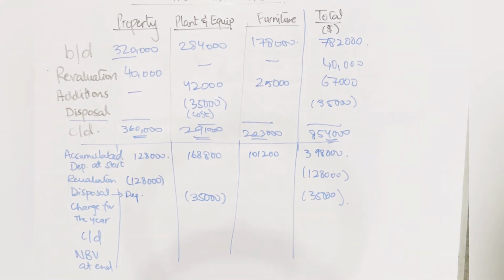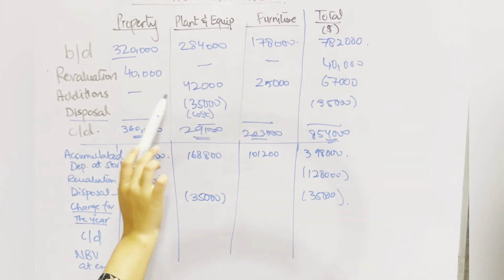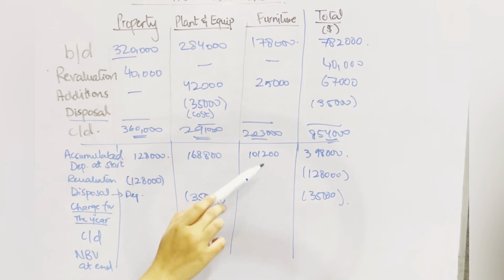Now the most important part of this whole section is the charge for the year, which is the current year depreciation, which requires working. So we will be adding the new figures, we'll be deducting the disposals, we'll be taking into account the revaluations, and then we'll be calculating the depreciation. So now let's work for that.